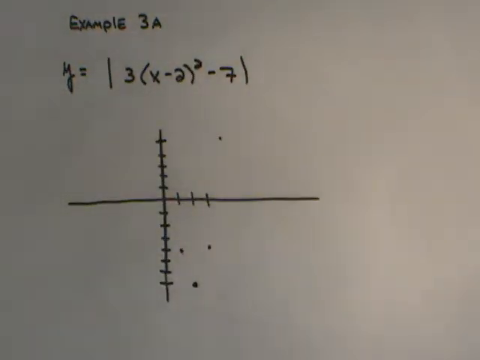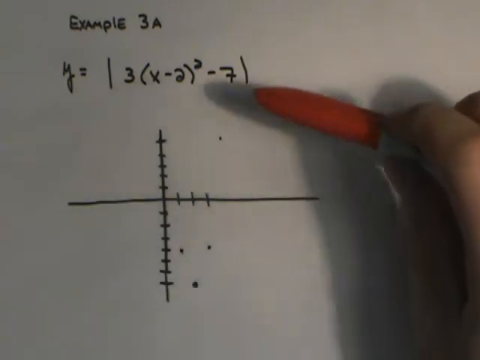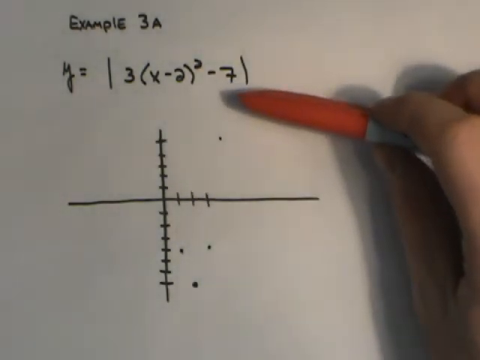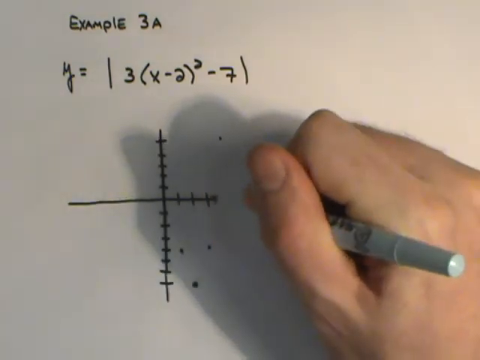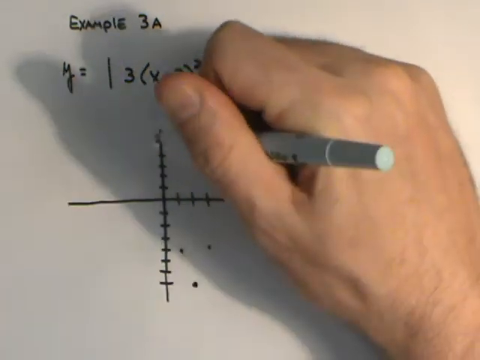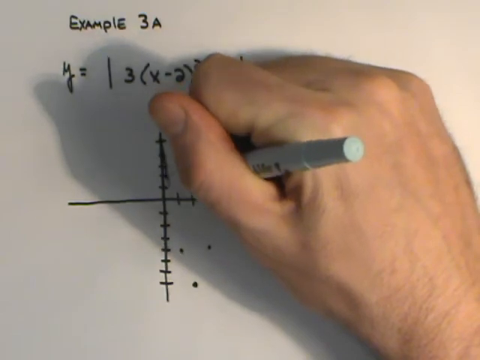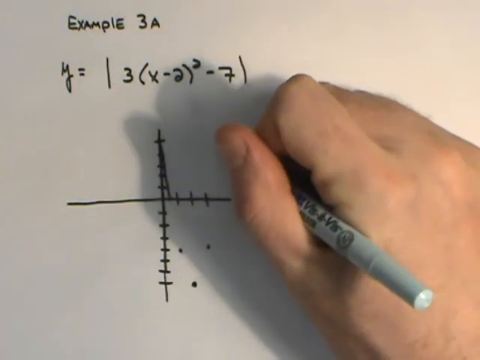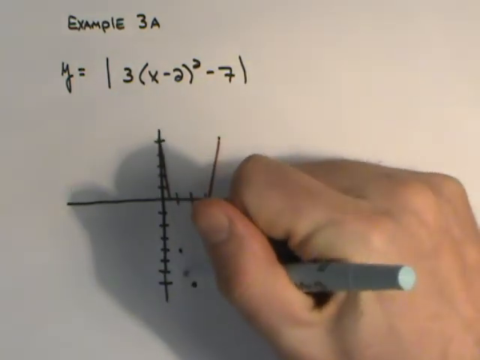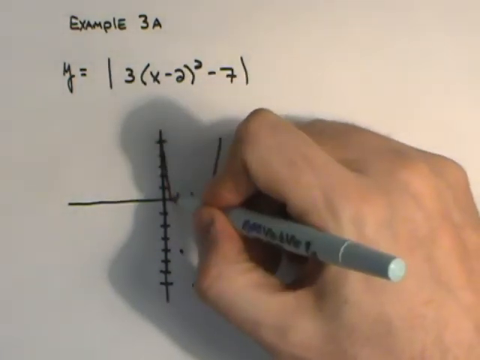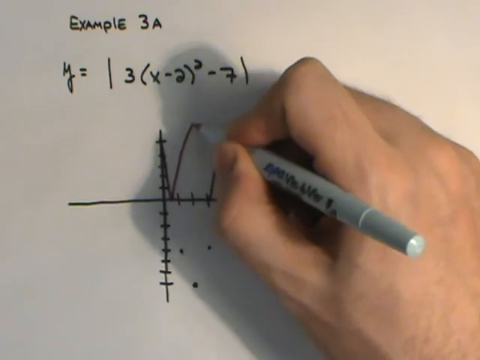Now, I'm not going to connect the dots because I also have to look at this absolute value. This absolute value is going to take anything that was beneath the x-axis and reflect it up. And so as I'm looking at this, this will come down as such. But everything that was supposed to be down here beneath the x-axis gets reflected up.